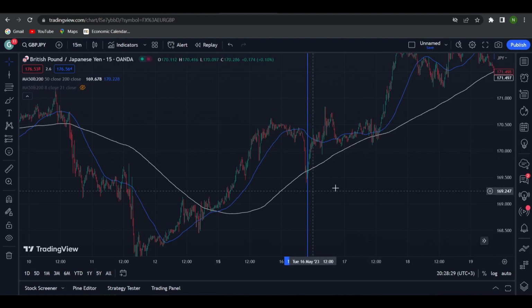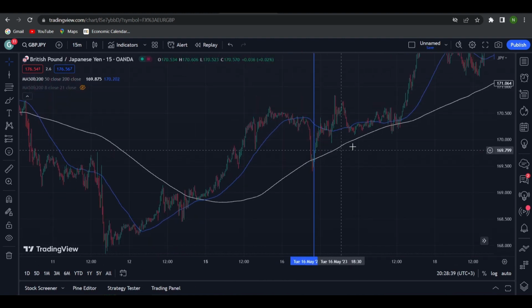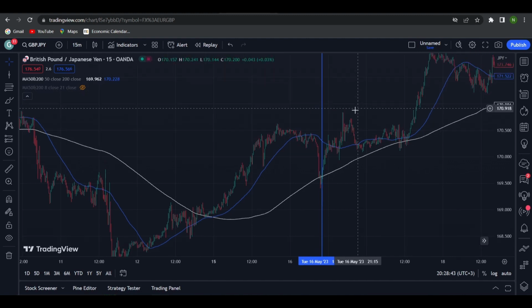So as you can see, we're on the 15-minute time frame on the British pound with the Japanese yen, and on the 15-minute time frame we're going to need 2 moving averages. That is a 200 moving average representing the long-term moving average for this time frame, and we also have the 50 moving average, which represents the short-term moving average.